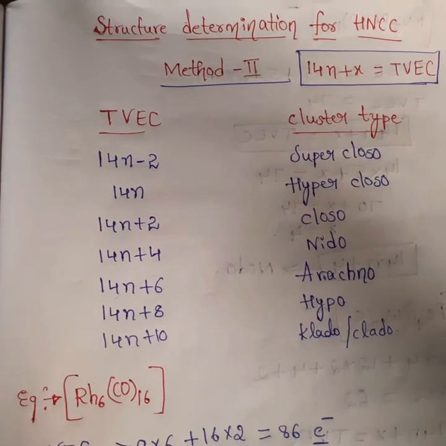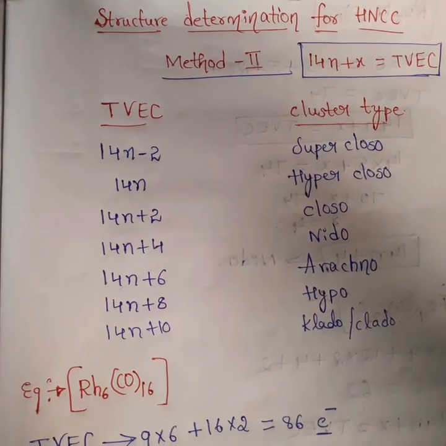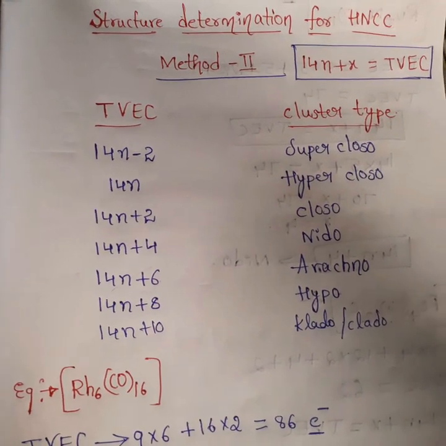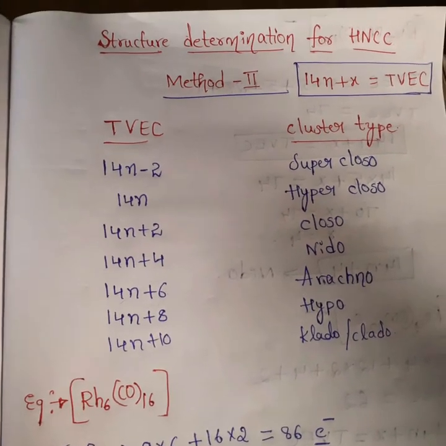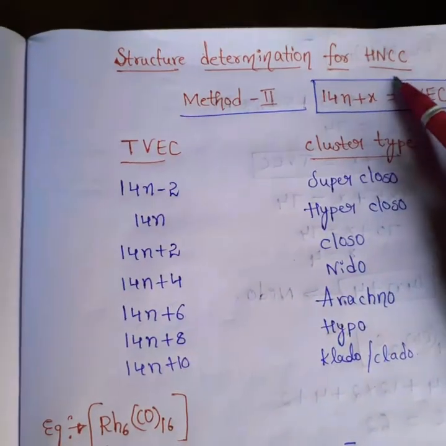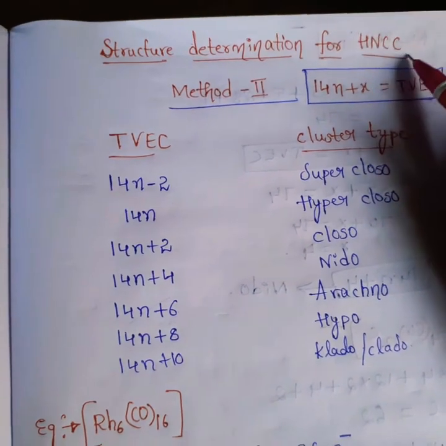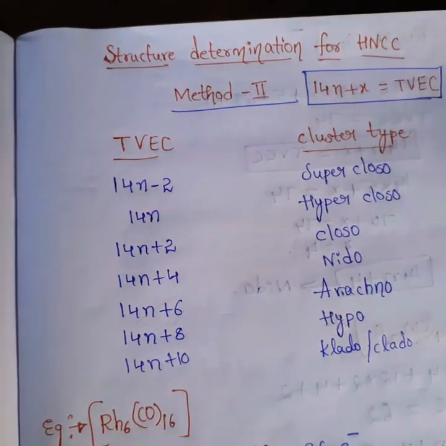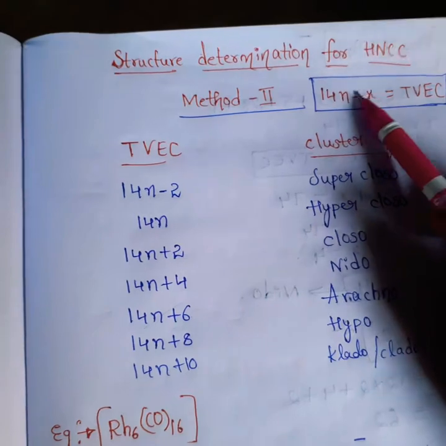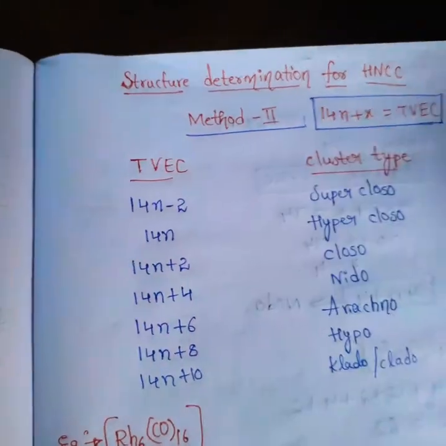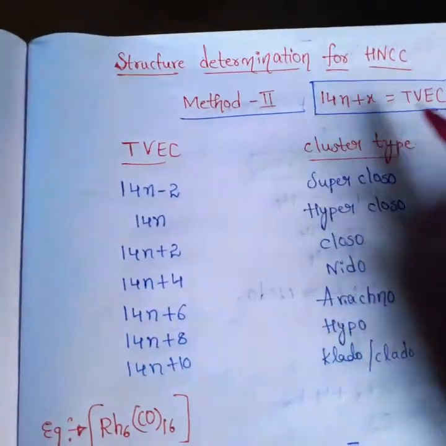In our previous class, we saw the first method to determine the structure for HNCC. HNCC means high nuclearity carbonyl complex. Already I discussed this. Just for the viewers, I am telling this again. In our previous class, we saw the first method.